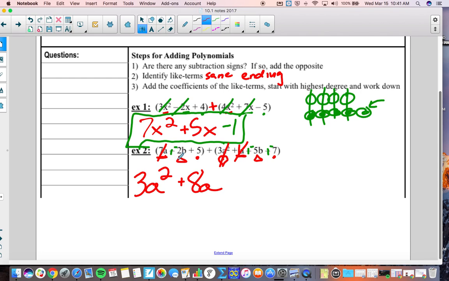Move on to the b's. I have negative 2b plus negative 5b. So combine or add those coefficients. Negative 2 plus negative 5 is negative 7. Bring the ending along. Negative 7b. Last but not least, we've got 5 and negative 7, which is negative 2. So let's write down minus 2.